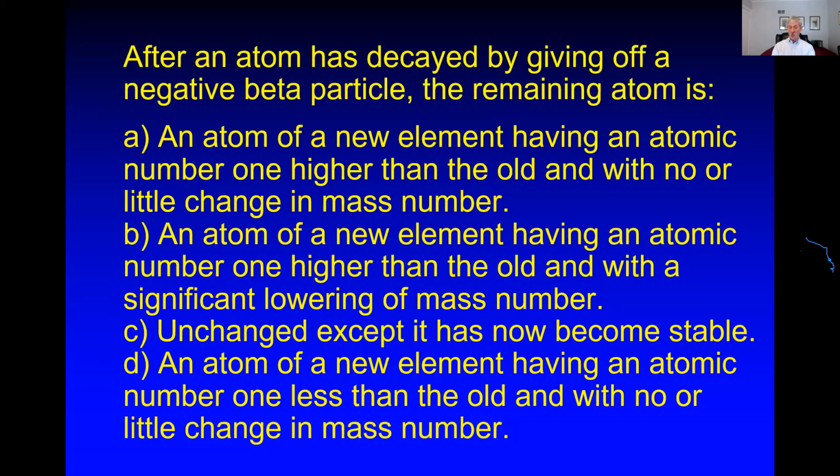Now let's look at what's wrong with the other answers. In B, an atom of a new element, the Z number 1 higher, that's correct, but a significant lowering of mass number, that'll never be correct. P-32 decays to sulfur-32. Their mass numbers are the same within a few thousandths of a number. Okay, C, unchanged, you know that's wrong. It's decaying by beta minus decay.